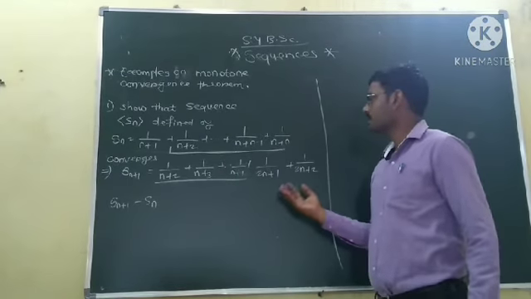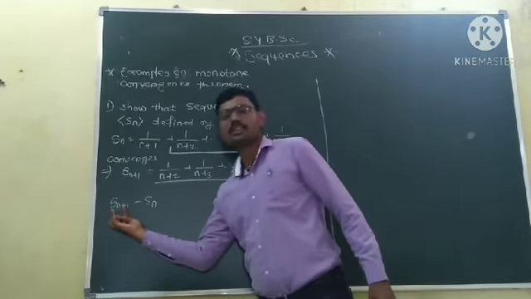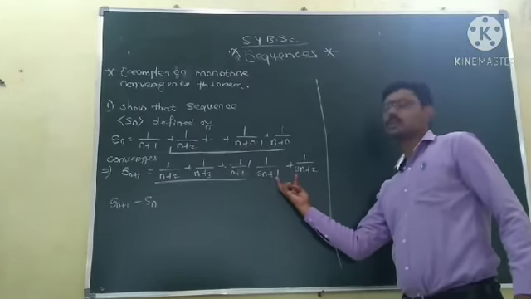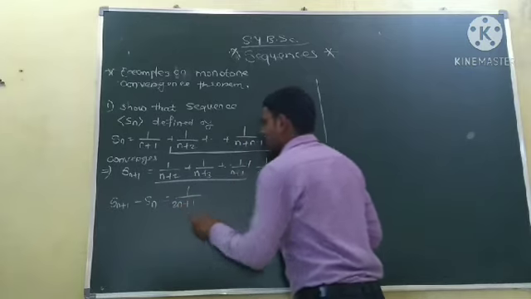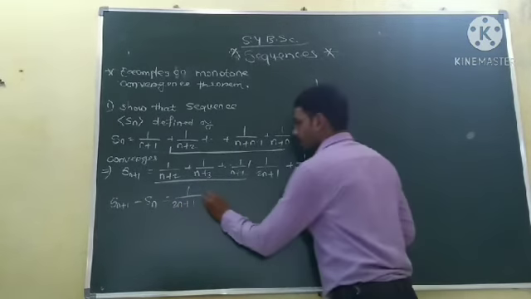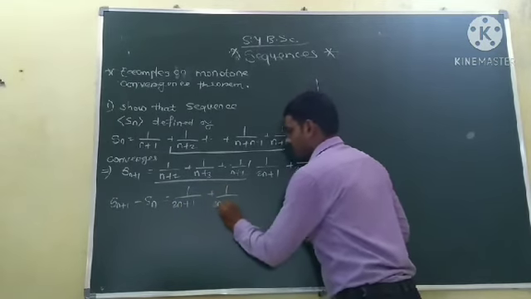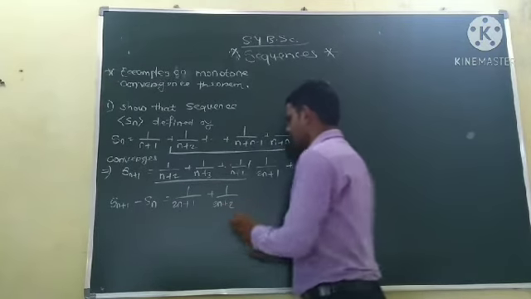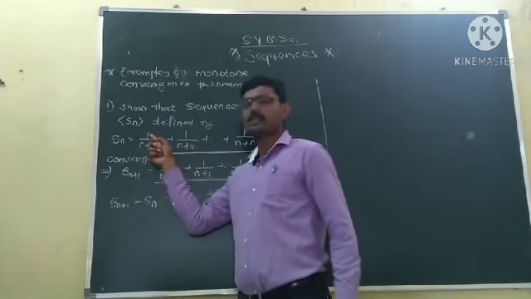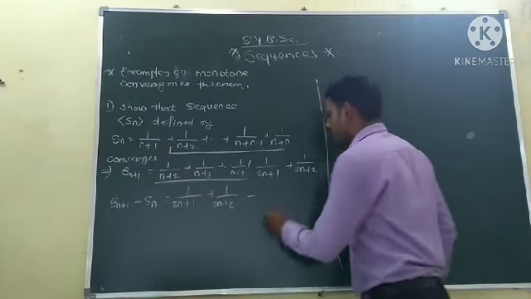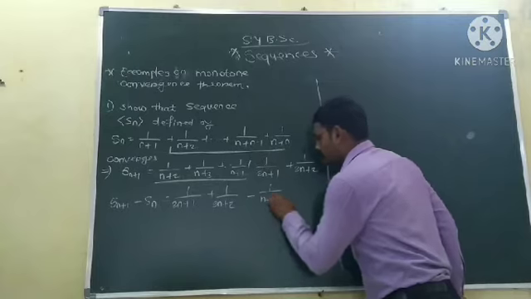So taking the difference, only these two terms are different, so we write them: 1 upon twice n plus 1 plus 1 upon twice n plus 2, minus Sn. What remains of Sn is only one term, 1 upon n plus 1. So minus 1 upon n plus 1.